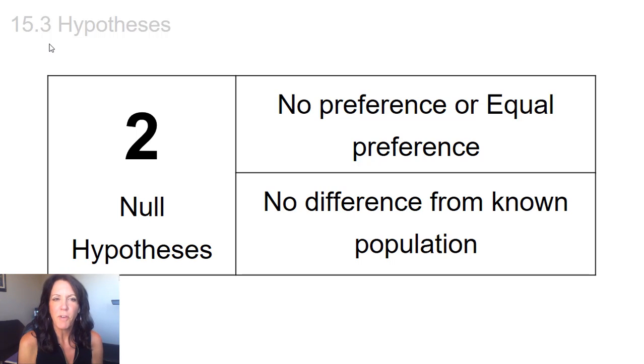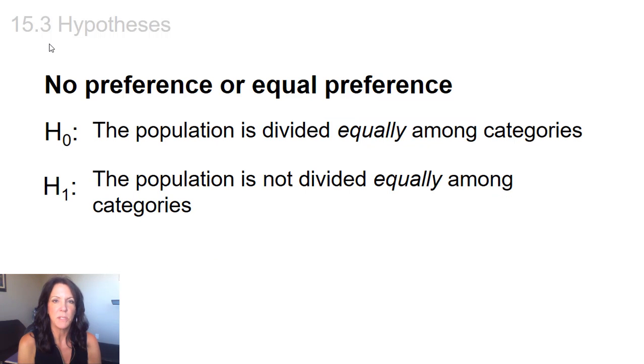There's another type of hypothesis that we're going to talk about, which is the no difference hypothesis. Sometimes we know what the percentages are in the population for certain categories, but they may not be equal. So if we know these percentages in the population, we can make a null hypothesis that our sample is no different from the proportions in the population. So let's take a look and see what this would look like specifically.